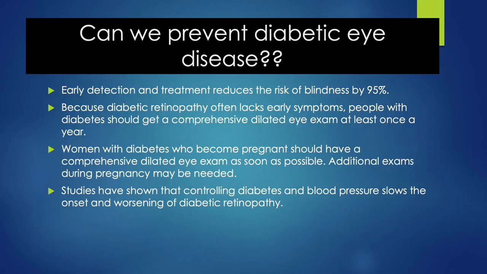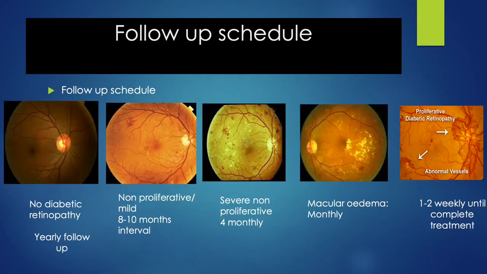Can we prevent diabetic retinopathy? Good control of sugar and other medical conditions such as hypertension and hypercholesterolemia can delay the disease process. Often patients do not have any symptoms even in advanced eye disease. Regular monitoring and early screening is very important. Every stage of diabetic retinopathy has its own follow-up schedule which depends on the severity.